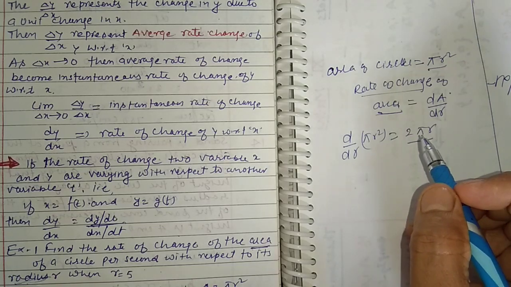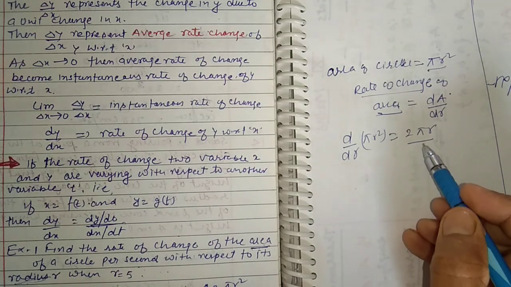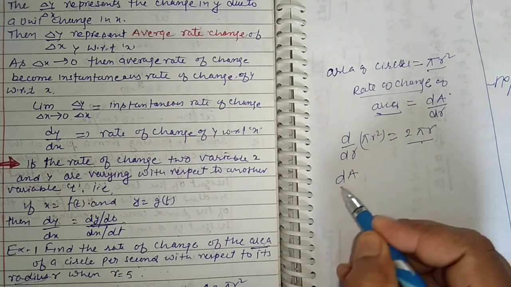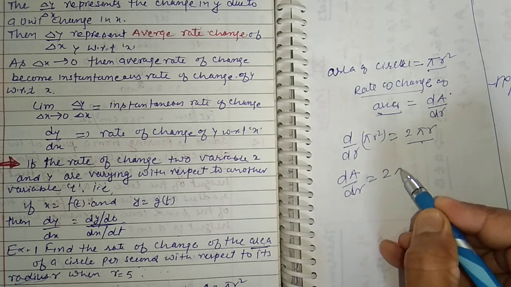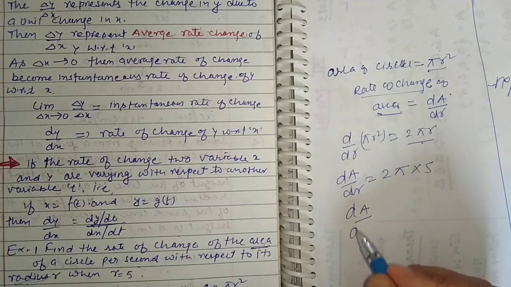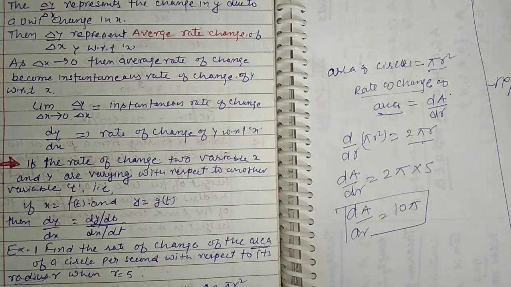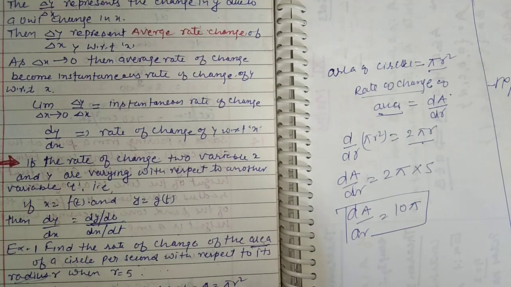Clear? Now what we have to find? Area of a circle per second with respect to its radius. Clear? Where r is equal to 5. Now we have to find the area of a circle with respect to radius. So r we have given, so rate of change dA upon dr is equal to 2 pi, and the value of r we have given 5, so dA upon dr is equal to 10 pi. Clear? This is type 1 question, in which we have to find the area with respect to its radius.